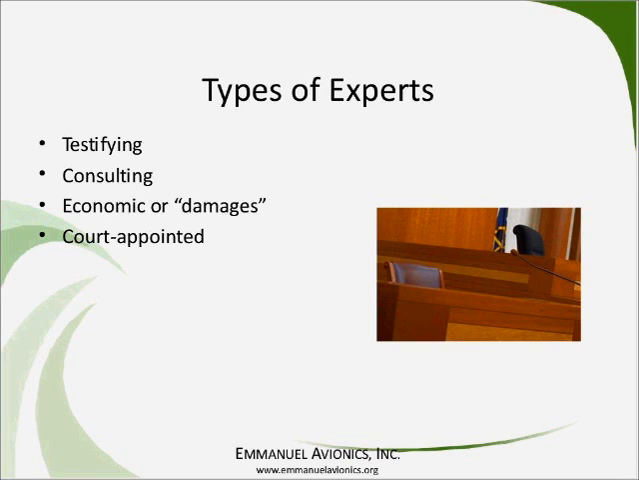Now, the last type of expert you can have is a court-appointed expert. According to the Federal Rules of Evidence, Rule 706, a court can appoint any expert witness agreed upon by the parties or upon its own selection. An expert witness will not be appointed by the court unless the witness consents to the act. A witness so appointed will be informed of his or her duties by the court in writing.